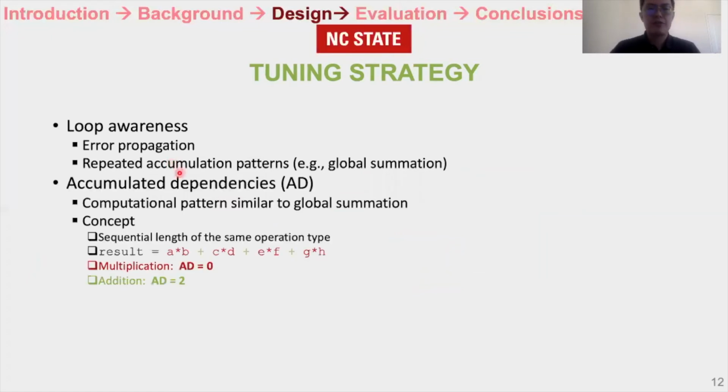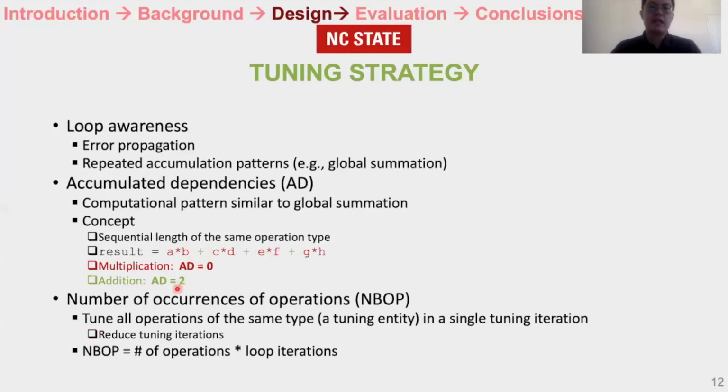The second, we actually found there are some computational patterns that are similar to those repeated accumulations, like global summation. So we define the sequential length of the same operation type as the accumulated dependency, AD, for the operation type. For example, in this equation here, for the multiplication, there are no contiguous multiplications besides the single multiplication operation, so AD is 0. However, after this addition, there are two contiguous additions inside. So we define the AD for addition here as 2. In this case, different operations would have different ADs. Then we can determine the tuning order between them.